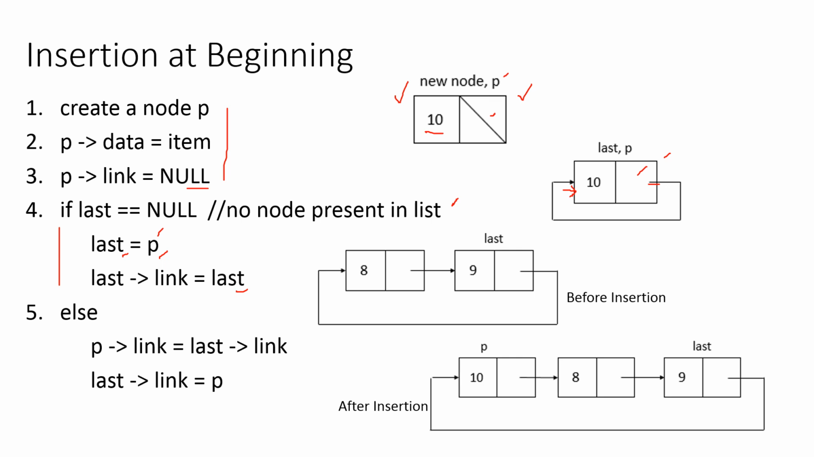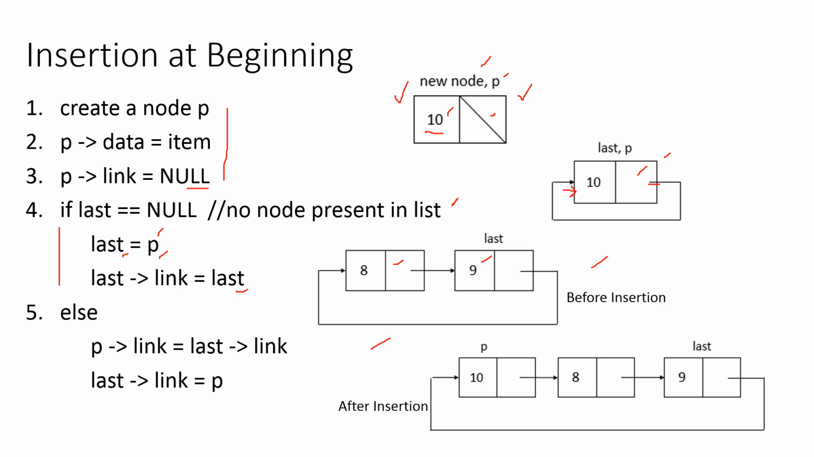And if you are having a somewhat lengthy list, okay, now you are going to insert a node at the beginning and the node is P. So this is the linked list you are having. Two nodes are there. First node is having the value 8 and then the second is having the value 9. We are going to insert the new node with the value 10. Okay. So this is the case before insertion.